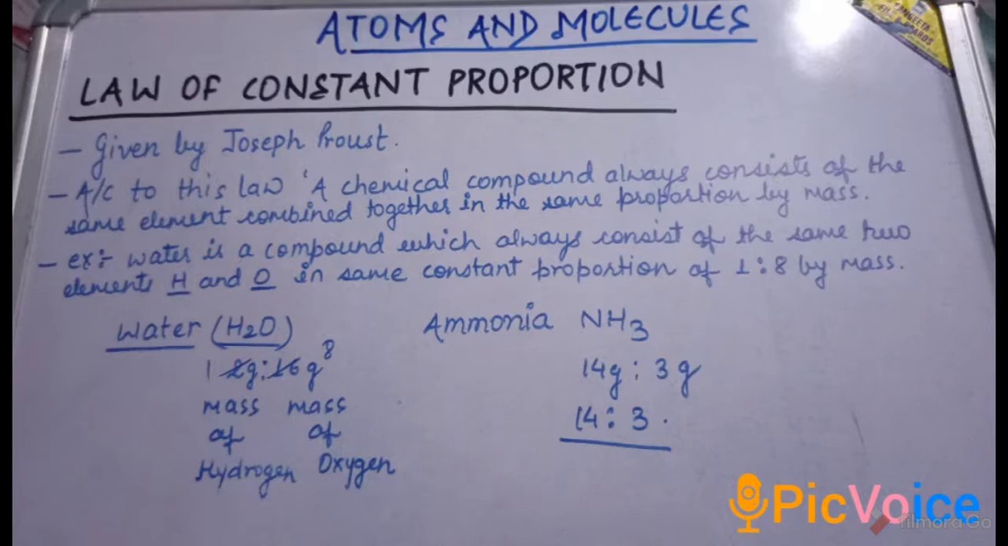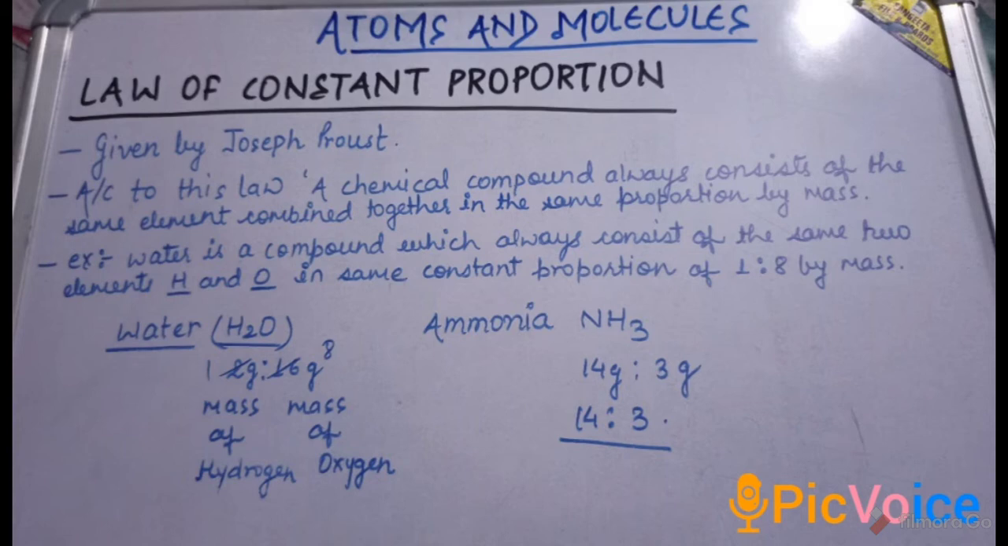Now next is the law of constant proportion. The law of constant proportion was given by Joseph Proust in 1779. According to the law of constant proportion, a chemical compound always consists of the same elements chemically combined together in the same proportion by mass. This means that whatever be the source from which a compound is obtained, a pure chemical compound is always made up of the same elements in the same mass percentage.